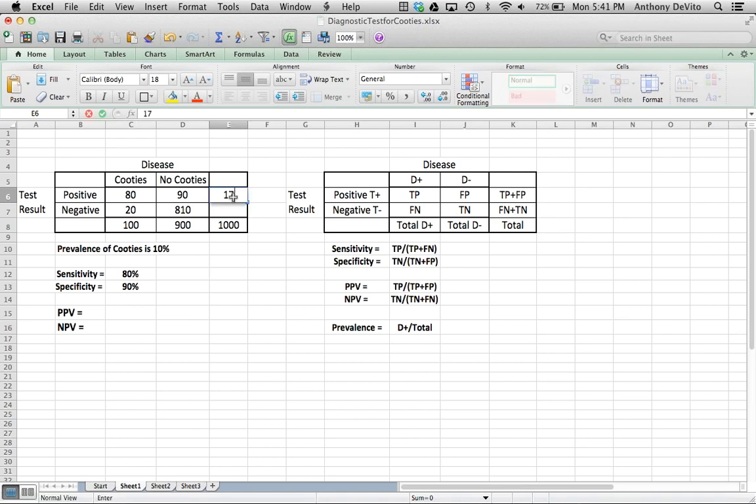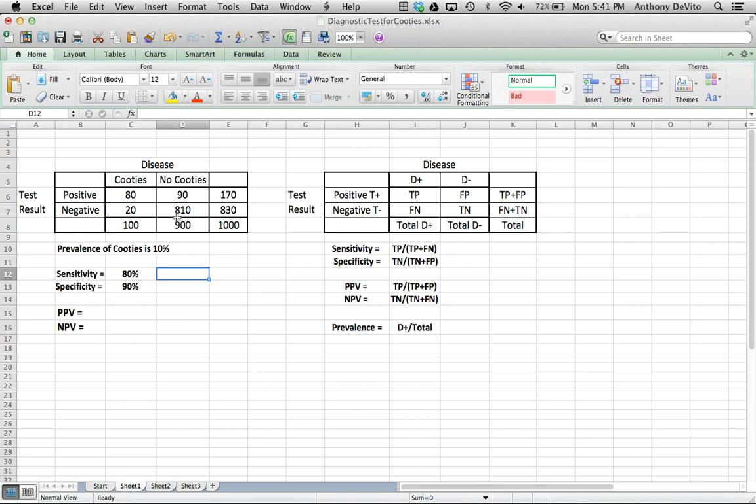Okay, so total number of people that tested positive, it's going to be 170 people. Total number of people that tested negative is going to be 830 people. And there we have it. We have our whole table laid out. In fact, here 170 and 830 indeed add up to 1,000.